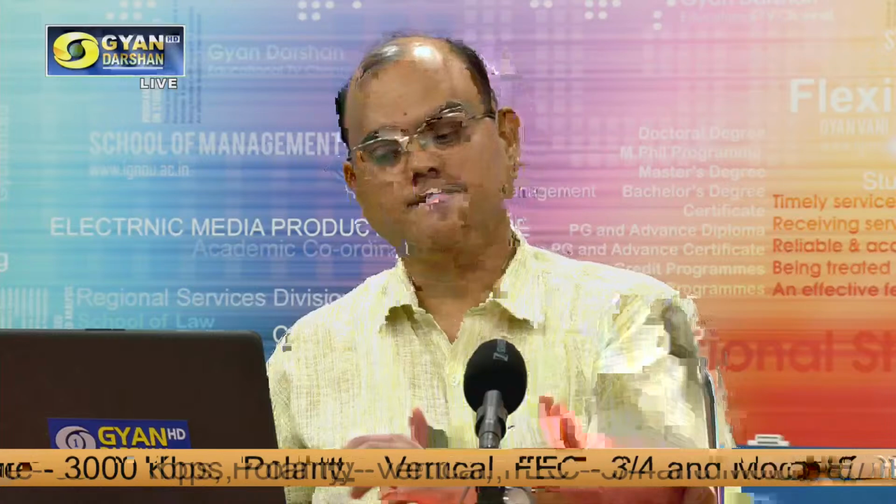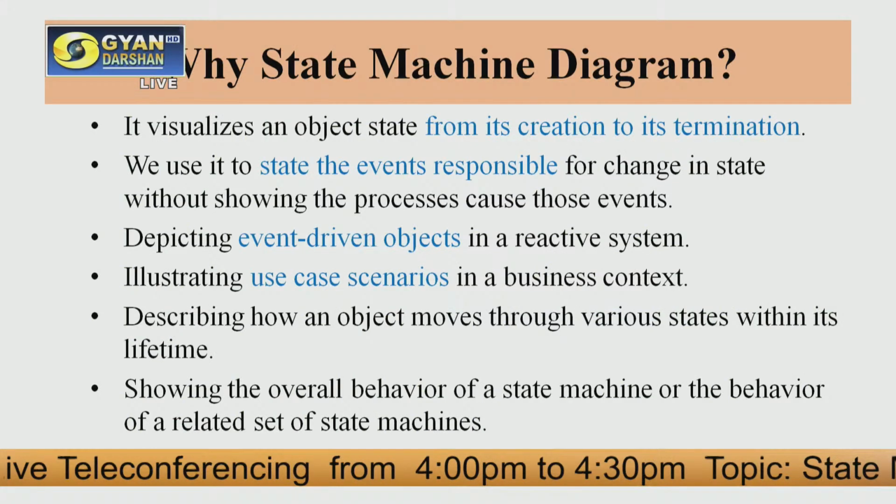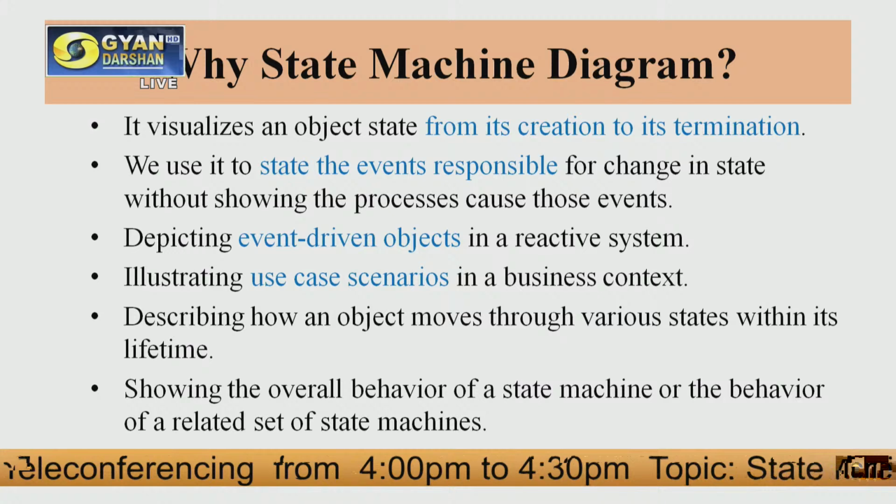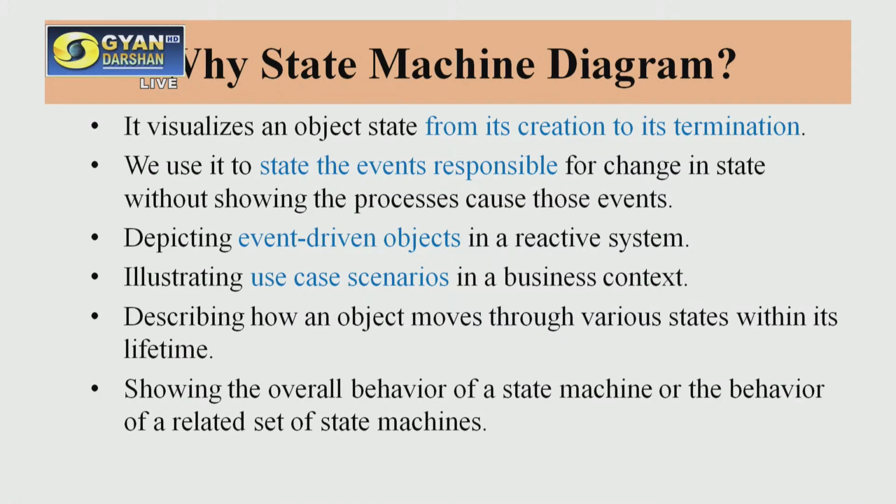It visualizes an object's state from its creation to its transmission. We use it to state the event responsible for change in the state without showing the process. So in a state diagram, we are not going to show the process. As I said earlier, it depicts event-driven objects in a reactive system.